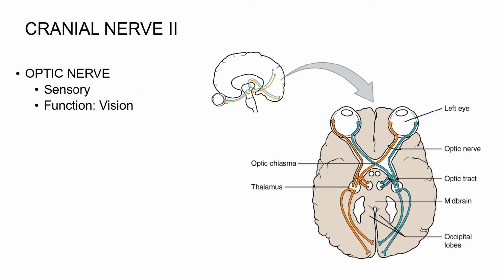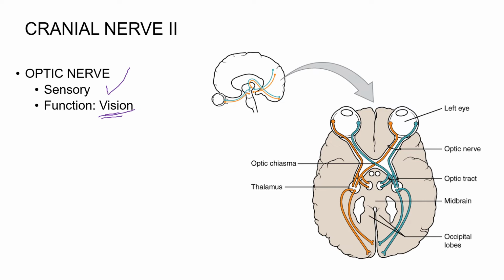Next we have cranial nerve number 2, which is called the optic nerve. Some of you may have heard of this before. This is also a 100% sensory nerve. Doesn't help you move your eyeball at all, just seeing. And as you can see, that's the function, seeing, vision.